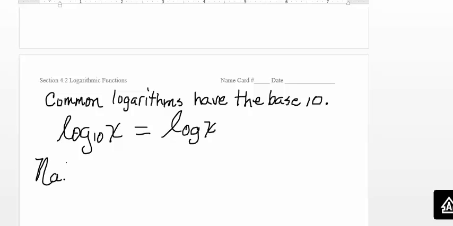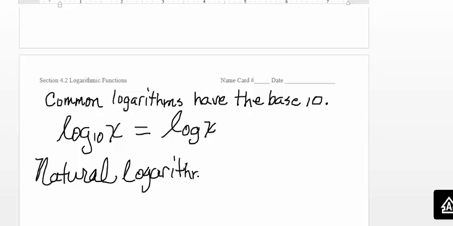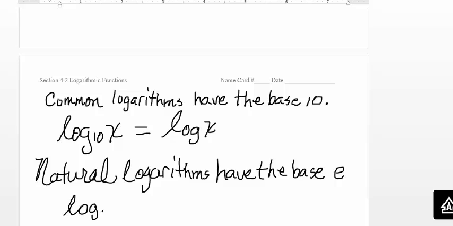Natural logarithms, as you might expect from our previous worksheet, have the base e. So whenever the base of your logarithm is our irrational number e, then instead of writing log as the abbreviation for logarithm and the base of e, we write ln.